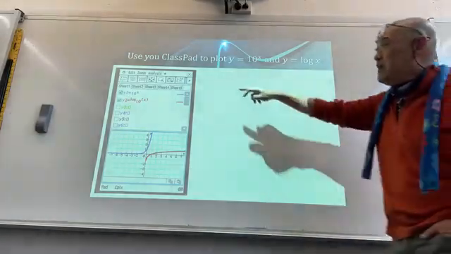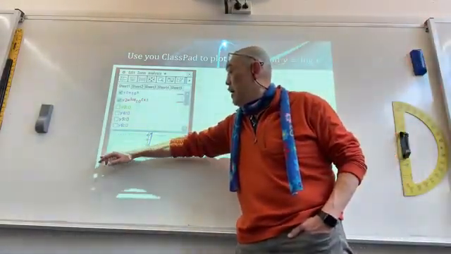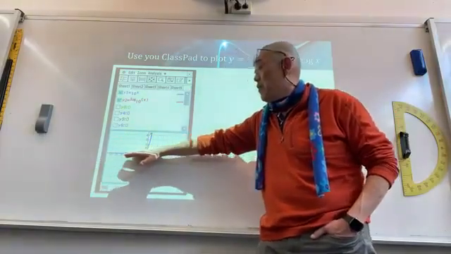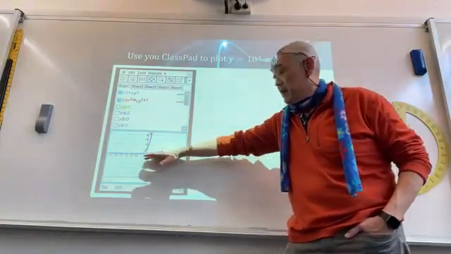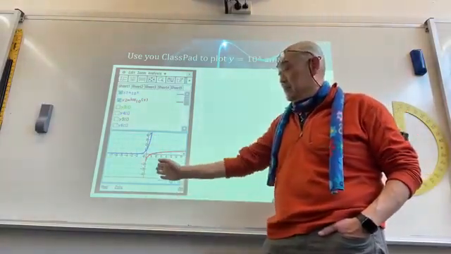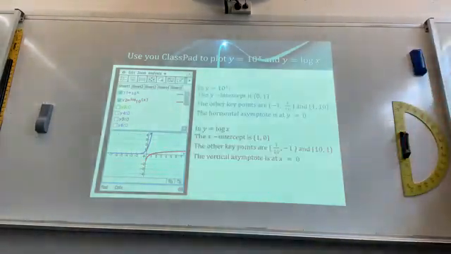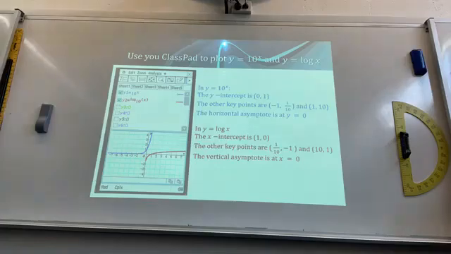That's all. So now you can see that for y equals 10 to the power of x, where's the asymptote? y is 0, which is the x-axis. What about the asymptote for log 10 x? x equals 0, which is the y-axis. It switches.